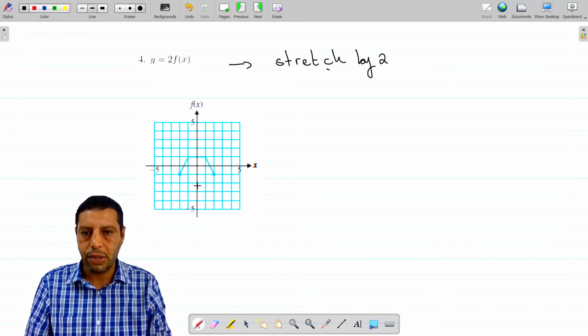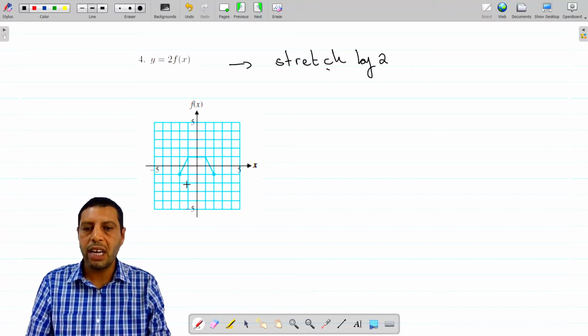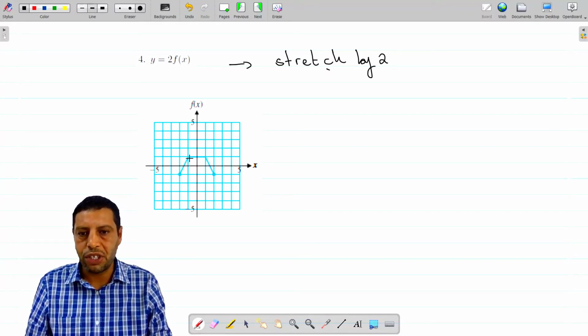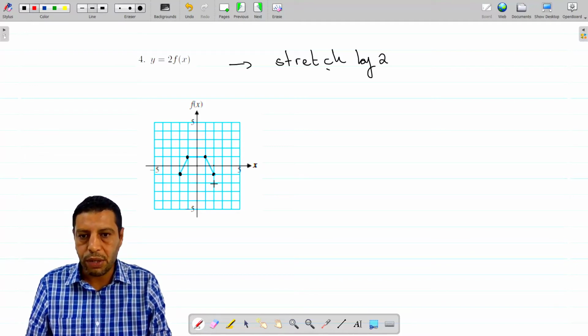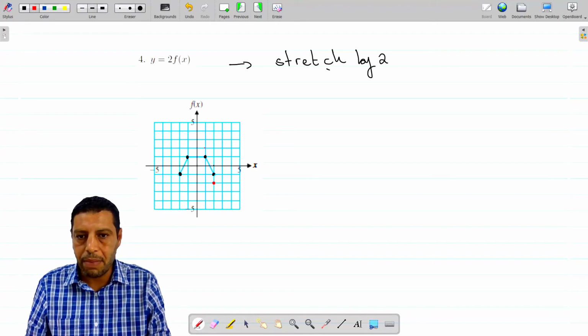And here, to stretch this graph by 2, we're gonna try to put some special points. We draw some special points, okay? So we're gonna start with the most right one here. So for this input, you have -1 for y. If you multiply by 2, you will obtain -2. So I will draw the new points with the red color. For this point, the input is 1 and the output is 1. So if it's multiplied by 2, it becomes here.